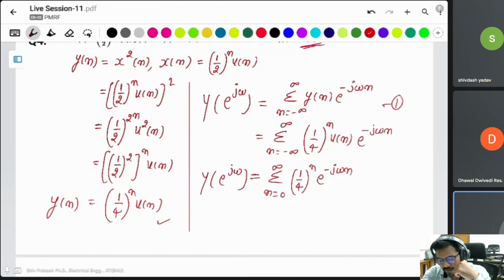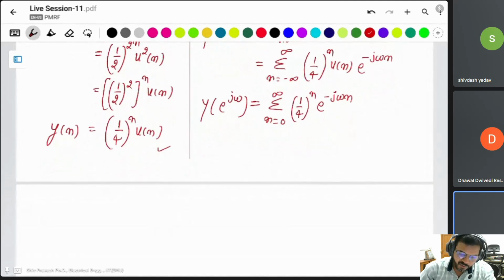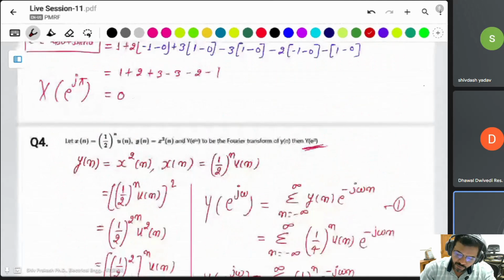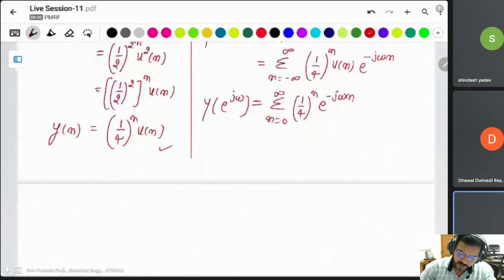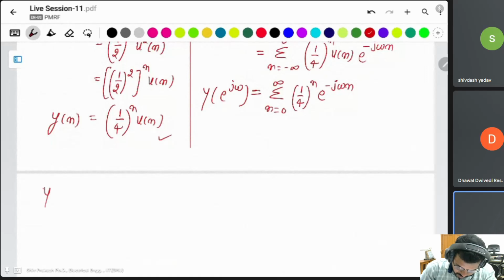By taking a common factor for n, you can also solve it by putting the value of omega. The question is asking about e to the power of j 0. It is asking about e to the power of j 0. It means put the value of 0 in place of omega.